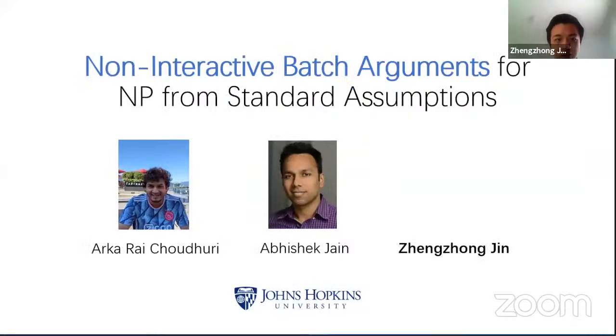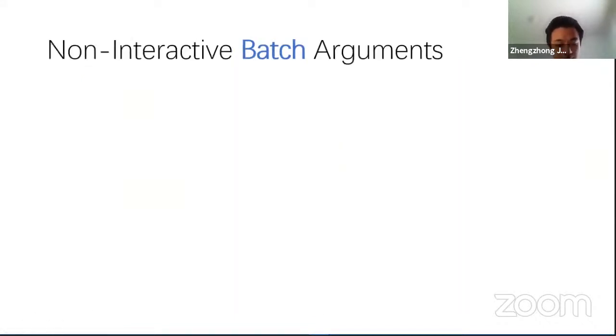Thanks for the introduction. This talk is about non-interactive batch arguments for NP from standard assumptions. I'm Zhengzhong Jin from Johns Hopkins University. This work is joint with Arka Rai Choudhuri and Abhishek Jain. The non-interactive batch argument is a protocol between a prover and a verifier in the CRS model.